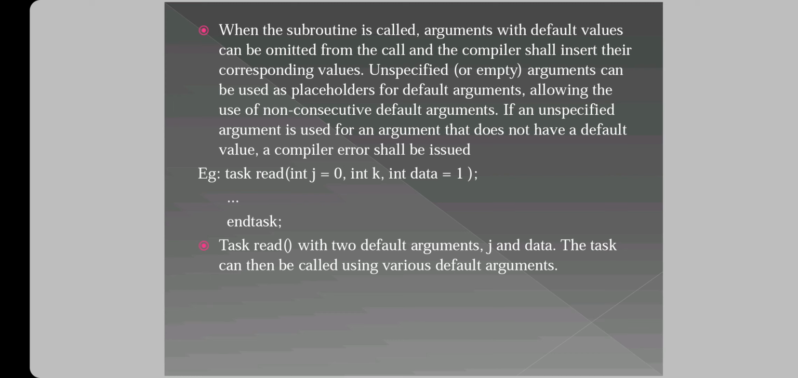Arguments can be used as placeholders for default arguments, allowing the use of non-consecutive default arguments. If an unspecified argument is used for an argument that does not have a default value, a compiler error will be issued at this point as well. For example, you have a task read where you are accepting int j equal to 0, int k, and int data equal to 1. Here is the task read with the two default arguments j and data. The task can be called using various default arguments.